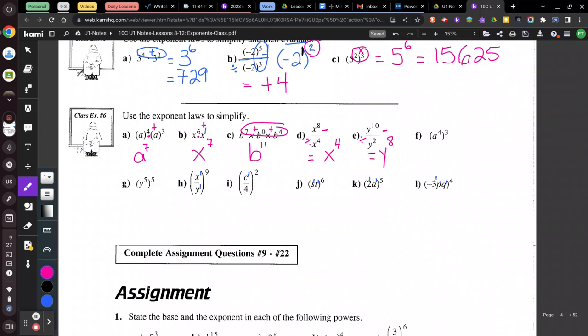The next one, we do see brackets, an exponent inside and outside. So we're going to circle them and multiply them. That removes our brackets. So that's going to give me A exponent 12.